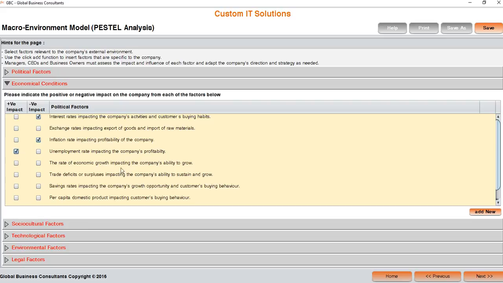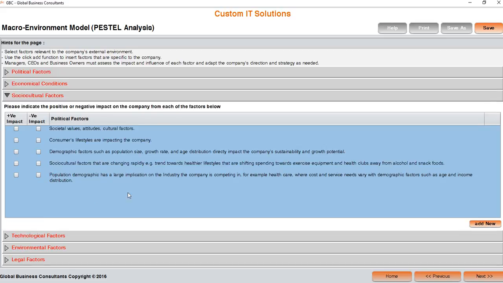Unemployment rate generally positively impacts our business because we can get coders at much more affordable prices compared to when the market is strong, when we have to pay a higher rate for coders. The rate of economic growth impacting the company's ability to grow hasn't had much impact on us. We've been fairly well insulated, so I'm going to leave that blank. Trade deficit is nothing that's impacting us at the moment, and it's unlikely to in the future. Savings rates don't really impact us, and per capita domestic product doesn't impact us.